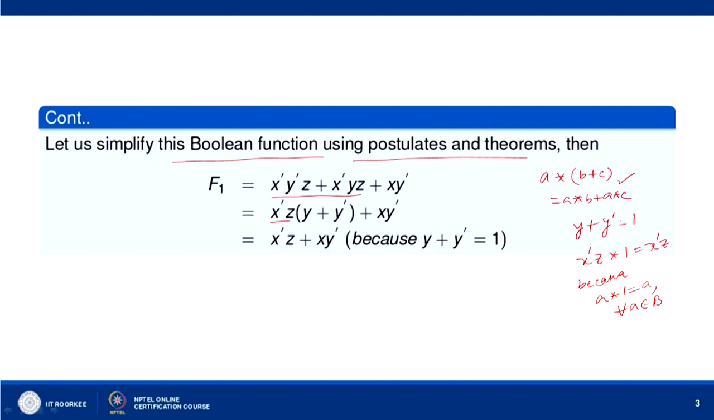So here x dash z into 1 is equal to x dash z, and therefore we will have x dash z plus x y dash, making use of y plus y dash equal to 1. Now let us see how to get this desired output x dash z plus x y dash. Let us again draw the gates.